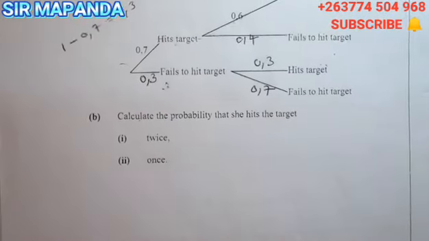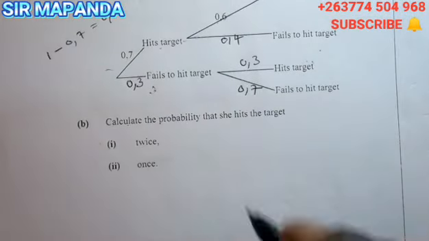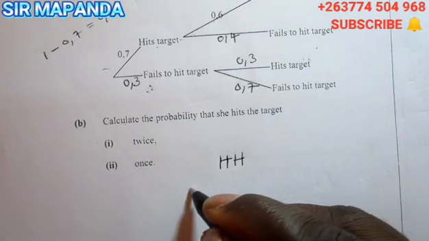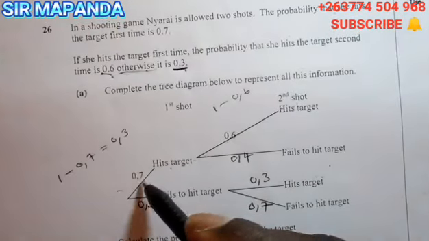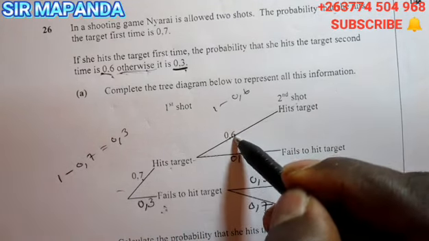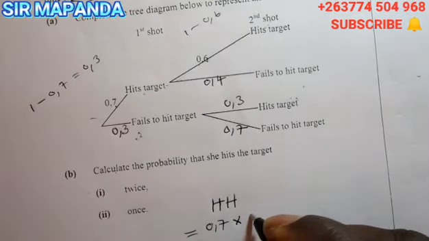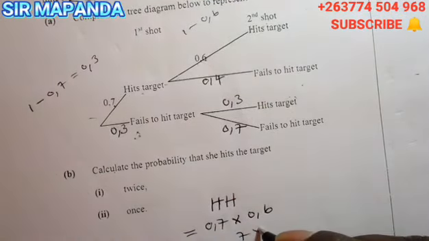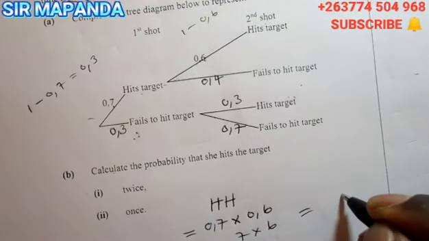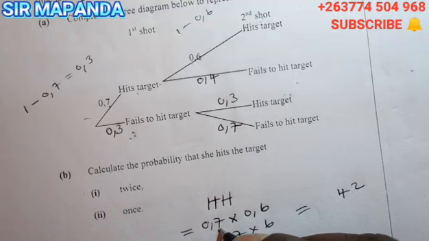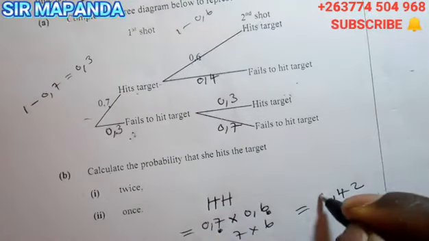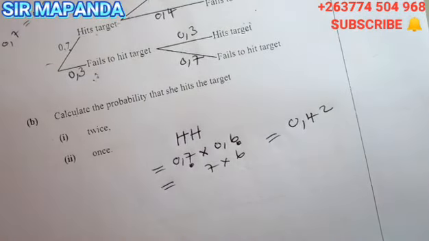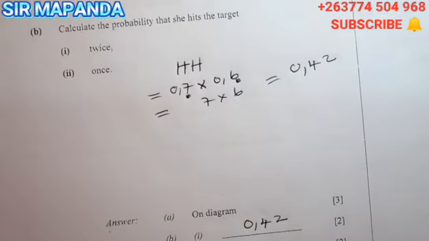Calculate the probability that she hits the target twice. So it's hit and hit. So hitting the target first time is 0.7. Then hitting it for the second time is 0.6. So it is a matter of multiplying 0.7 with 0.6. Start by ignoring the commas. 7 by 6, you get what? You get 42. But you have 2 decimal places. So your final answer is 0.42. So I'm going to write 0.42 as the answer of hitting the target twice.